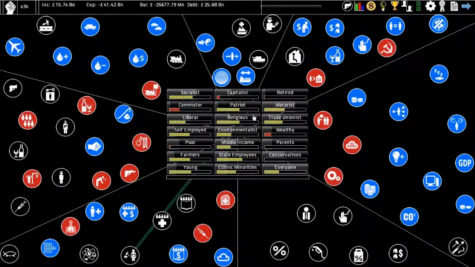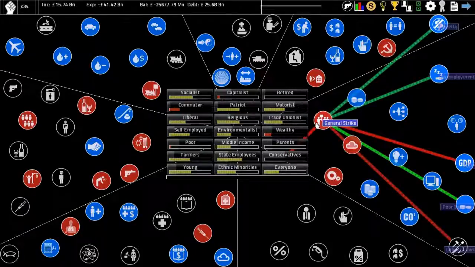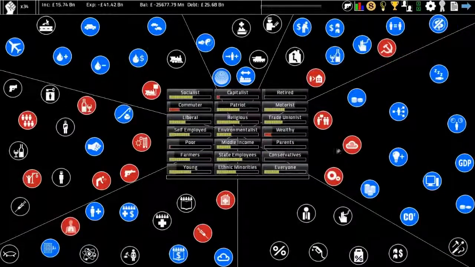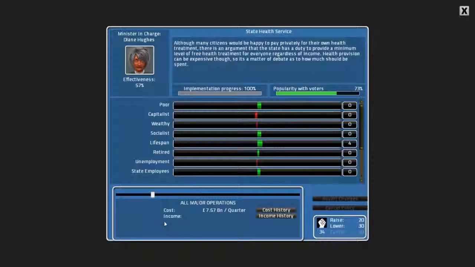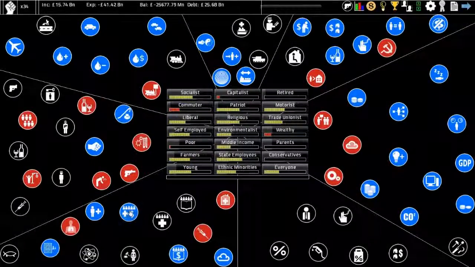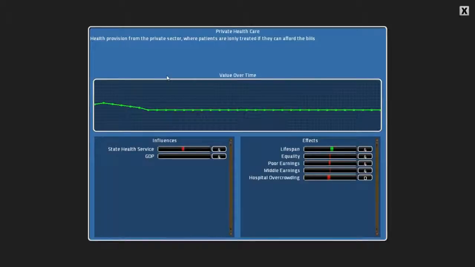Under the hood, a huge amount has changed. There's a lot more simulation values and some that you aren't going to see. But one of the major things is there's support for private provision of what in the previous game were public services. So if I look here, this is the State Health Service, and that's pretty much as it would be. But I also have private healthcare somewhere.